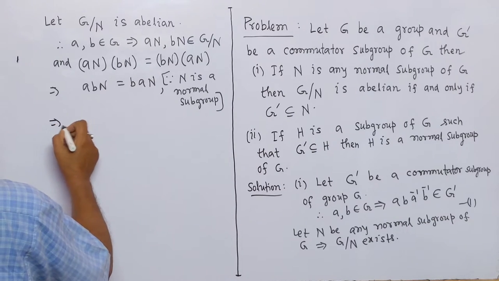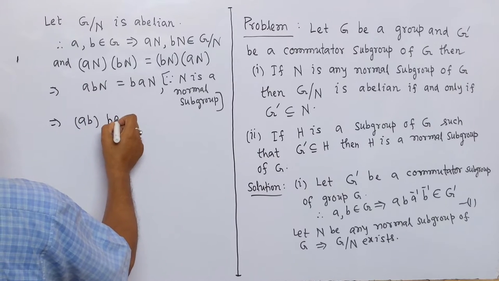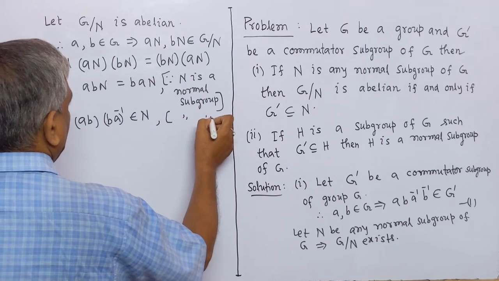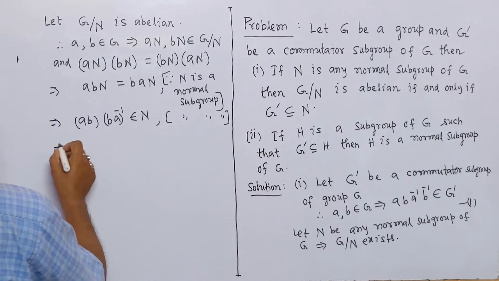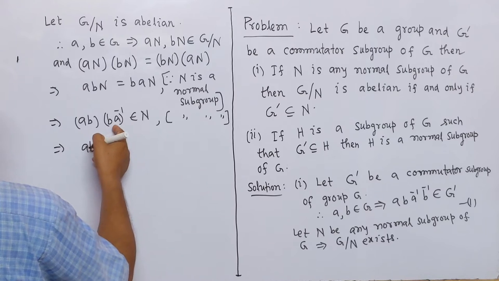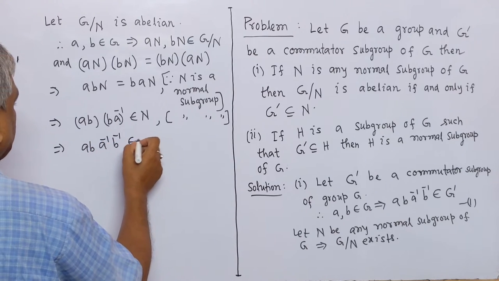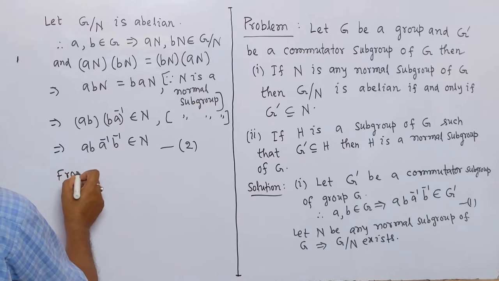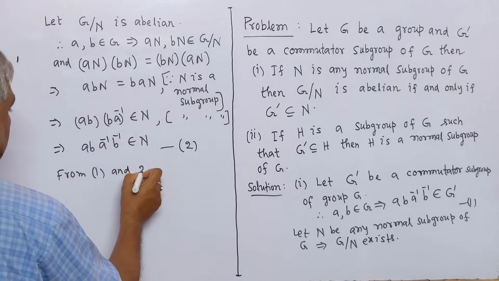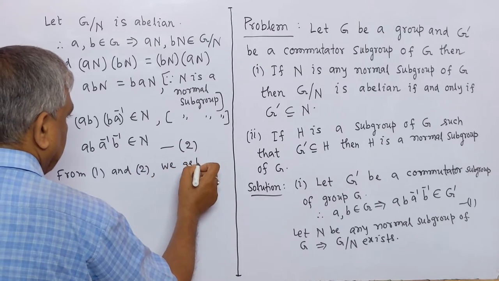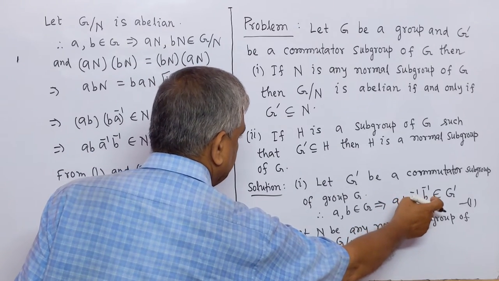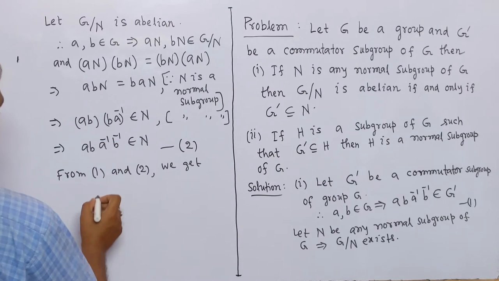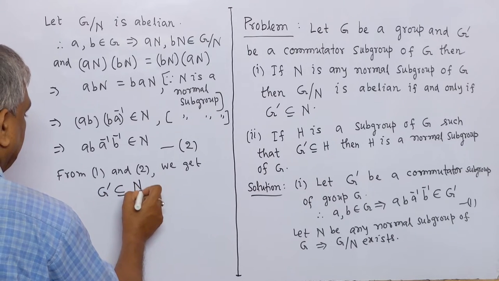And this means a b a inverse b inverse belongs to N, since N is a normal subgroup. This is number two. From one and two, we get: in one, a b a inverse b inverse belongs to G prime, and here a b a inverse b inverse belongs to N. Therefore, G prime is a subset of N. Proved.